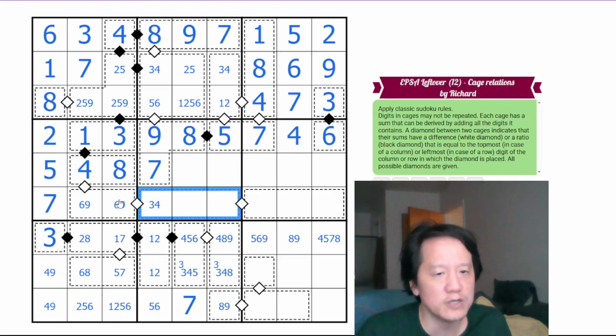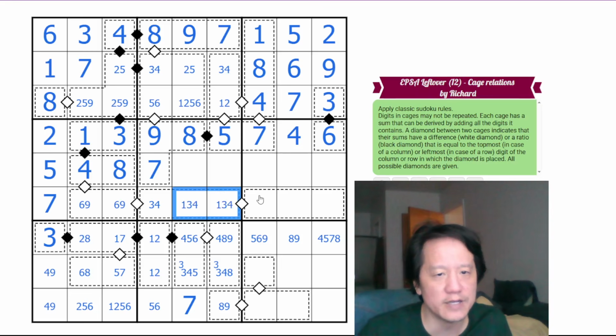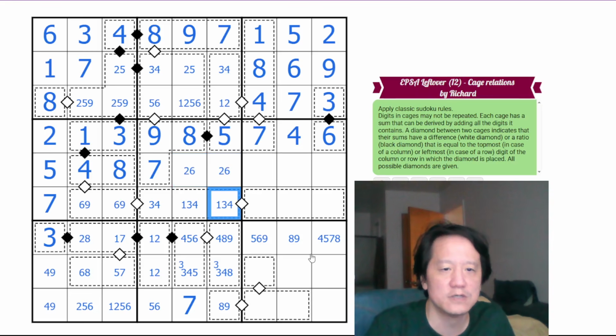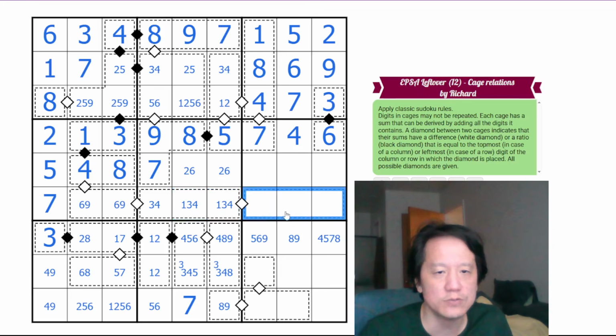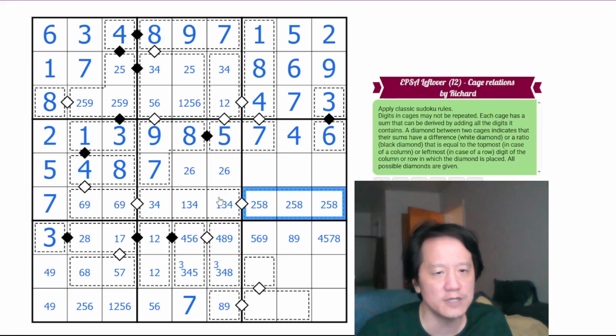So this must be 15 minus 7, which is 8, which has to be 1, 3, and 4 to add up to 8. That leaves the remaining digits in box 5 as 2 and 6. That leaves the remaining digits in row 6 as 2, 5, and 8, which adds up to 15, which is 7 away from 8.